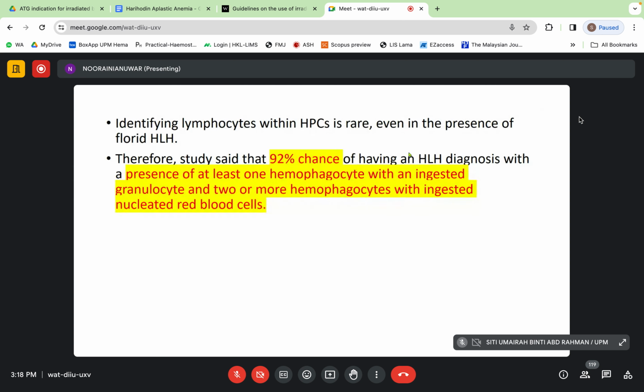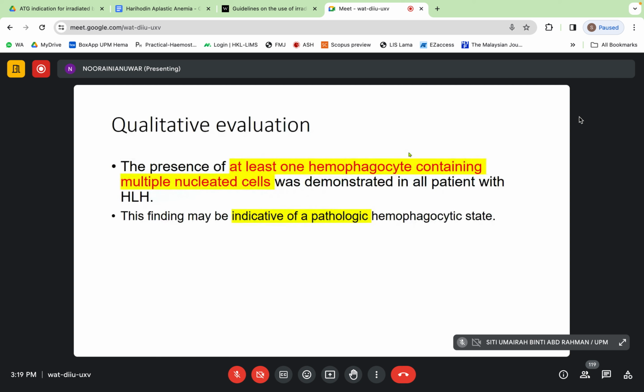Identifying lymphocyte in hemophagocytic cells is quite high, and it is even rare. So the study said that a 92% chance of having an HLH diagnosis will be established when there is presence of at least one hemophagocyte with an ingested granulocyte and two or more hemophagocytes with ingested nucleated RBC, which we see in this patient's bone marrow. For the qualitative evaluation of bone marrow histomorphological criteria, at least one hemophagocyte containing multiple nucleated cells was demonstrated in all patients with HLH. Therefore, this finding may be indicative of a pathologic hemophagocytic state when we see one hemophagocyte ingesting multiple nucleated cells.